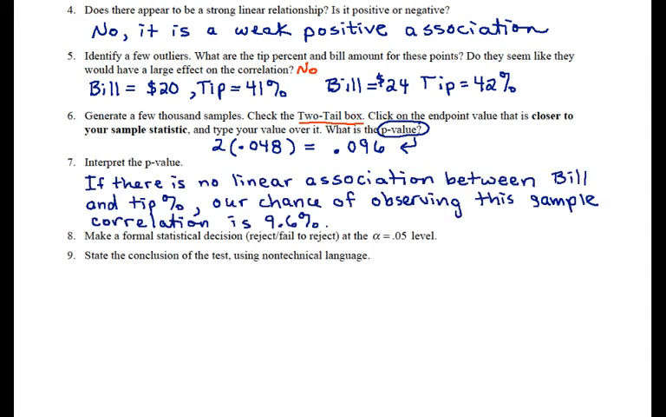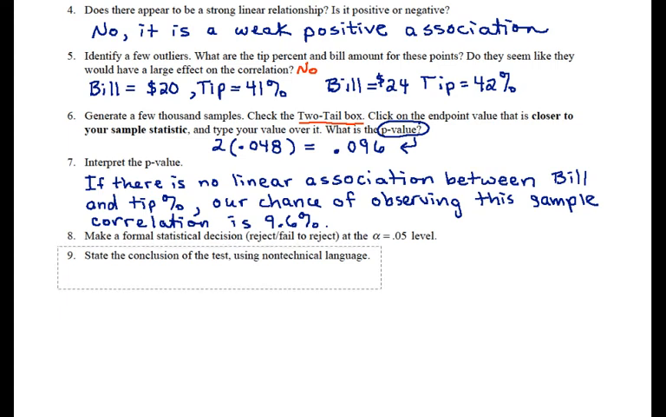So a few ways to say this, but this is a pretty straightforward way. If there is no linear association between bill and tip percent, our chance of observing this sample correlation or one more extreme is 9.6%, so close to 10%. Intuitively, that's not a really rare event. So it seems like this is not very strong evidence against the null hypothesis.